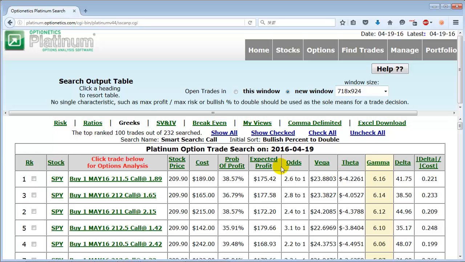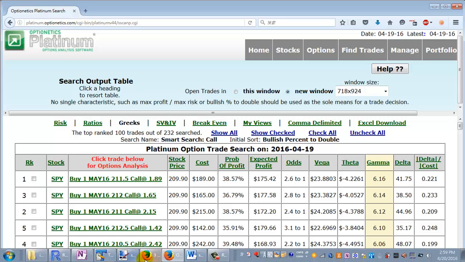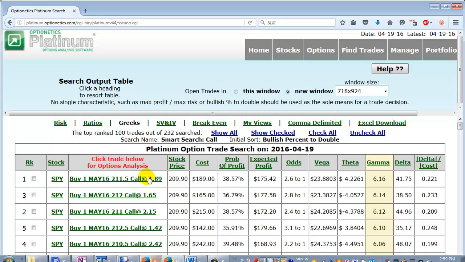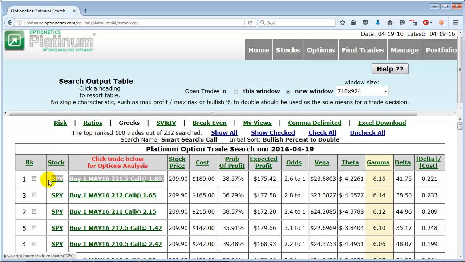In the money does have its uses, but if you're just going to play a directional play, I'd stay away from in the money just because they're too expensive. After all, you have a thesis, and if your thesis is right, you're probably going to find that out of the money stock option is going to become in the money eventually, so you don't have to worry about starting with an in the money stock option.